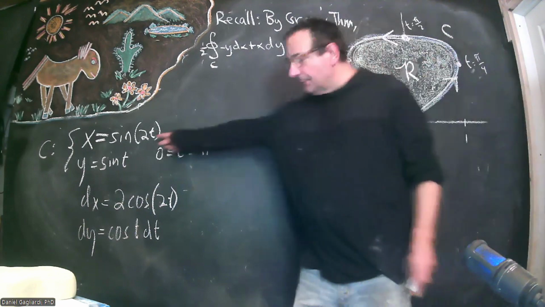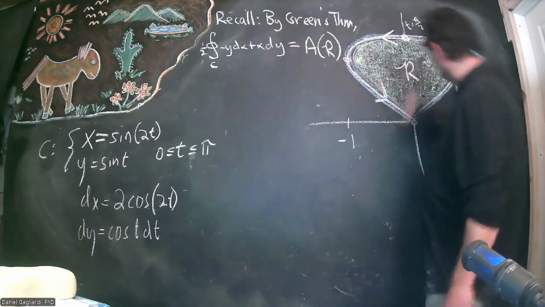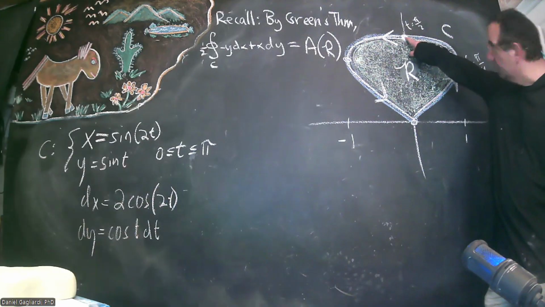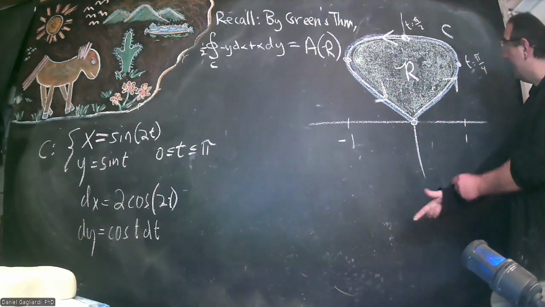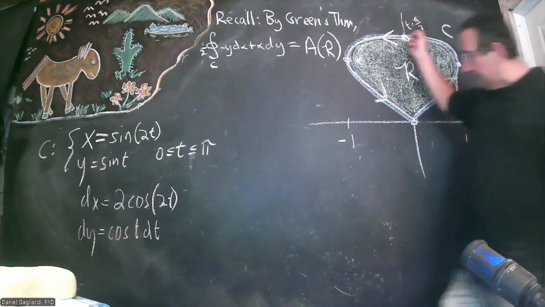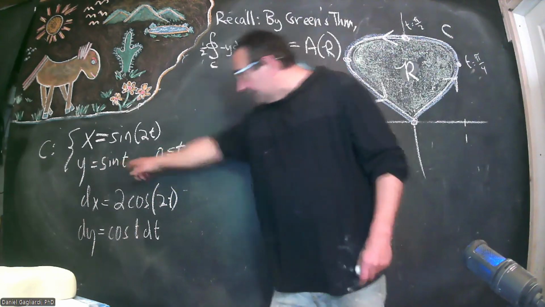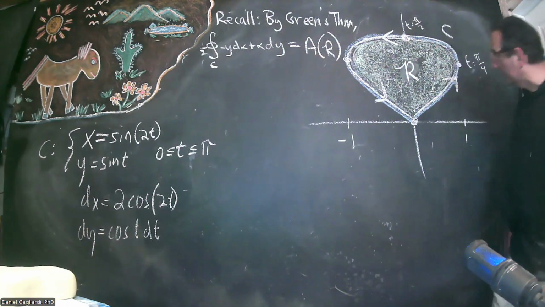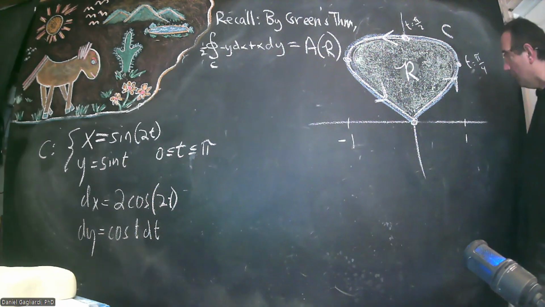Okay, so progressing along, when t is equal to pi over 2, then let's see what happens. Well, 2 times pi over 2 is pi. Sine of pi is 0. So the x-coordinate is 0, all right, as shown. And then when t is pi over 2, sine of pi over 2 is 1, so the y-coordinate is 1. So here we are up at 1.